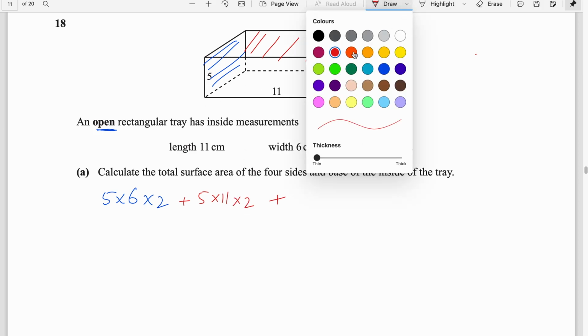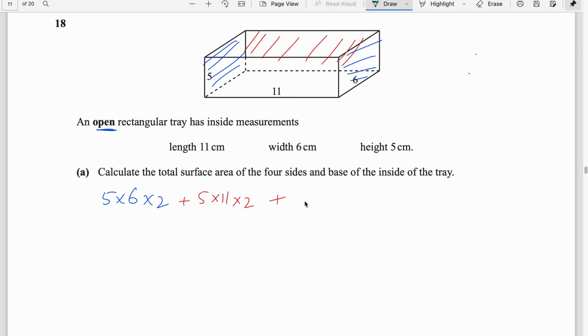And then the third one, the bottom, is 11 into 6. 5 2 times 10, 6 times is 60. 5 2 times 10 into 11 is 110. 11 into 6 is 66. 66, 60, 110, 110. So the total is 236.